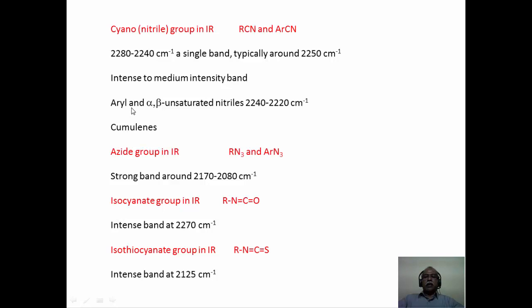As usual, the alpha beta unsaturated nitriles will have a lower frequency compared to the saturated nitrile system, and cumulenes such as azide, for example, or isocyanate and isothiocyanate, also come typically in the region between 2200 to 2100, at various frequencies. One should be able to identify these. These are less common functional groups as far as organic chemists are concerned. Azide may be a common functional group, but isocyanate and isothiocyanates are not as common as the cyano functional group or the azide functional group in organic chemistry.